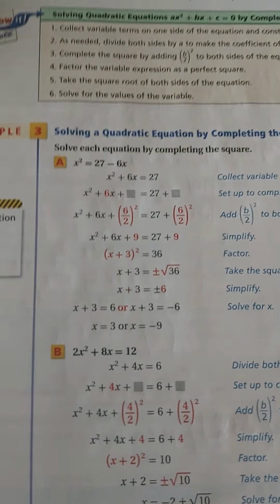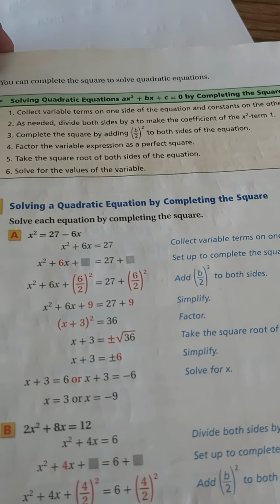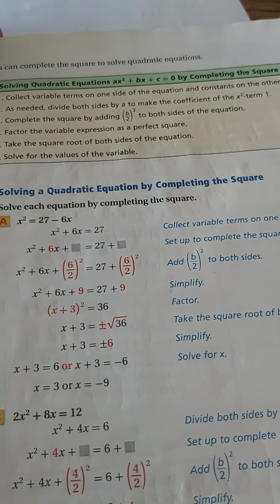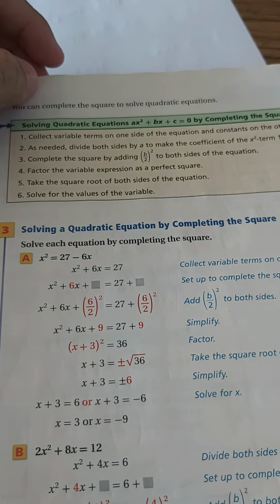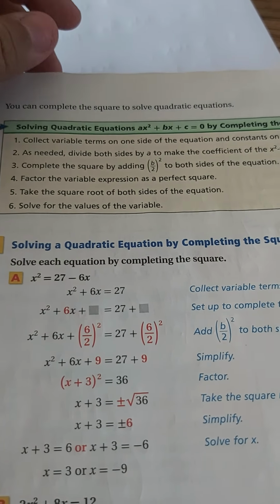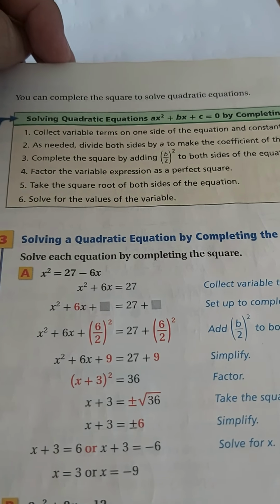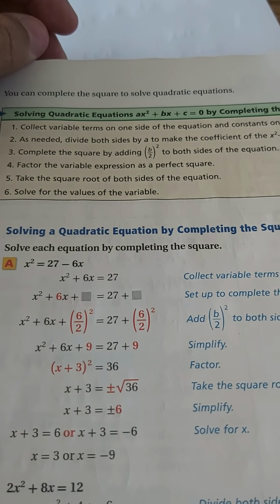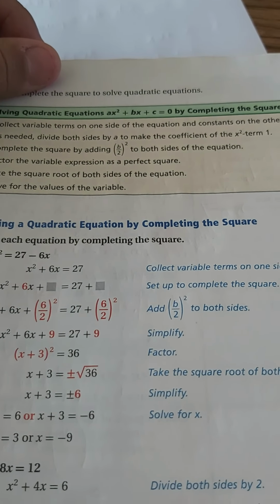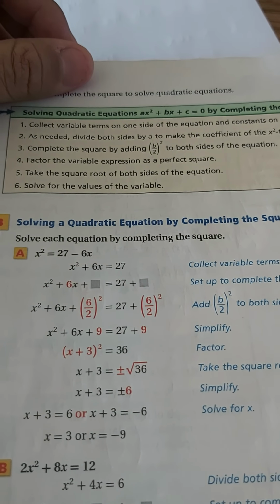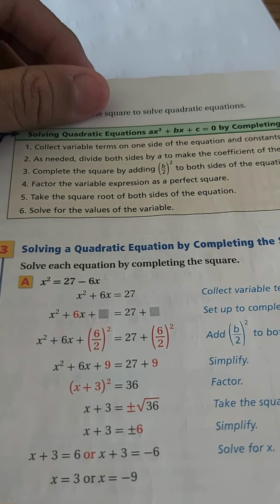Now, we can complete the square to solve quadratic equations. Solving quadratic equations, ax squared plus bx plus c equals 0, by completing the square. Okay, these are the steps to follow. 1, collect variables on one side of the equation and constants on the other side. 2, as needed, divide both sides by a to make the coefficient of the x squared term equal 1. Complete the square by adding b/2 squared to both sides of the equation.